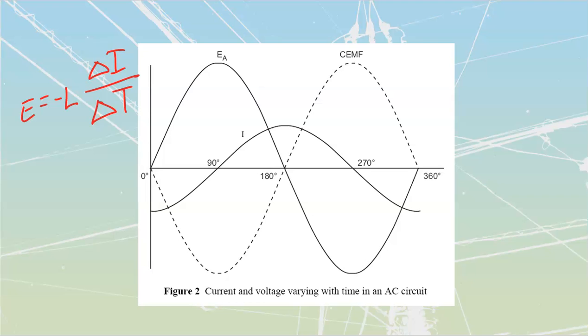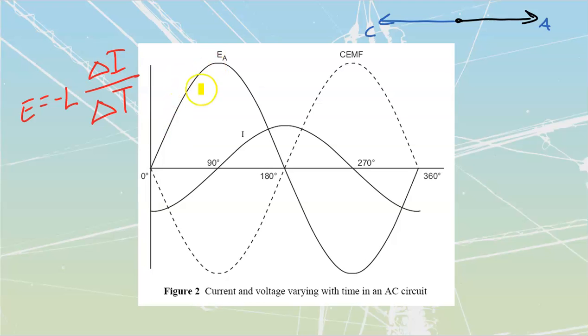We know that counter EMF is going to be a vector opposite of our applied. So if this is our E applied, starting the thing in orange, origin over here, our E applied is going in one direction, and our counter EMF is going in the opposite direction. As my applied increases, my counter EMF is going to increase as well.